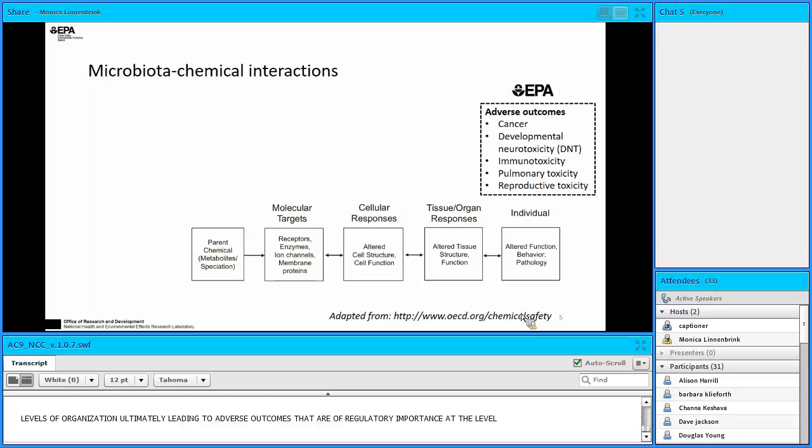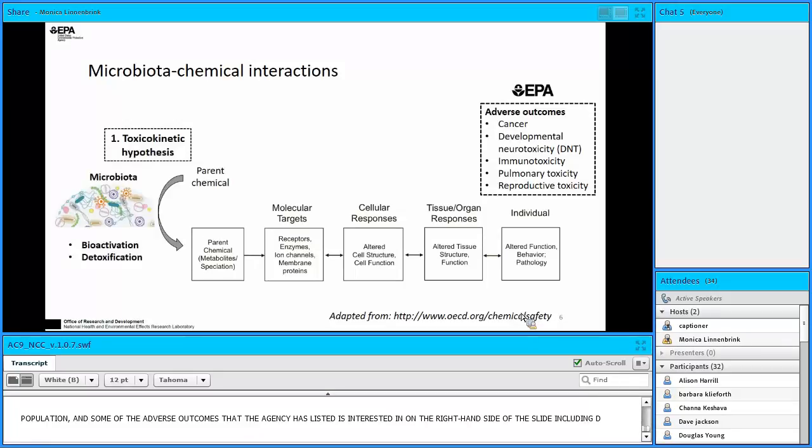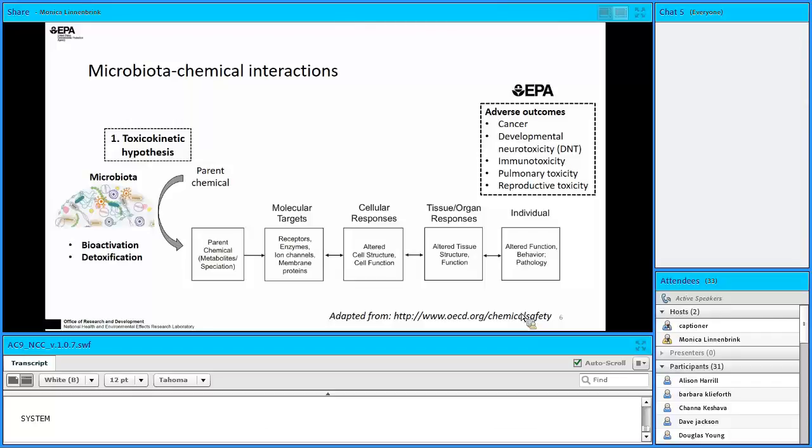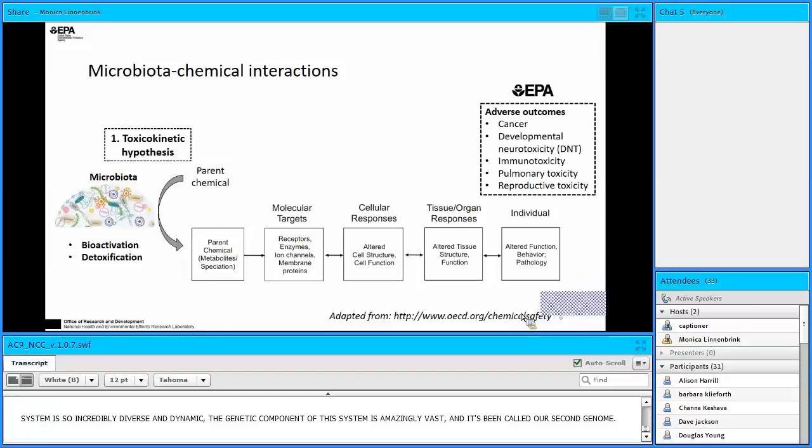And some of the adverse outcomes that the agency is interested in is listed on the right-hand side of the slide, including DNT. So the first theory about how microbiota might interact with chemicals is toxicokinetically. So here the idea is, because the microbiota system is so incredibly diverse and dynamic, the genetic component of this system is amazingly vast, and it's been called our second genome.